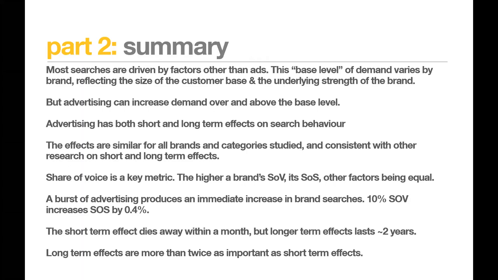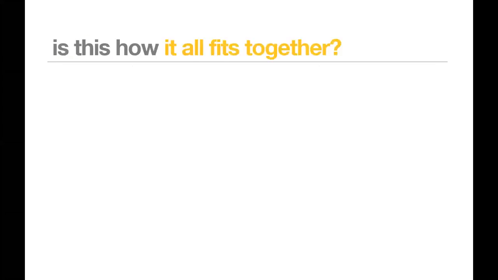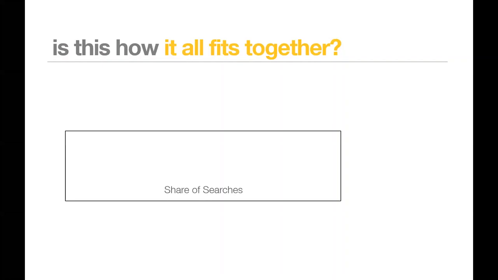Now I'm just going to try and pull the two parts together in a single slide. So I can't prove this. This is a hypothesis, but this is my best guess at how all this works together. I think share of search is a metric which really tracks something between mental availability and active consideration of a brand. It's a measure of how interested people are in a brand at some level before they actually come to buy.